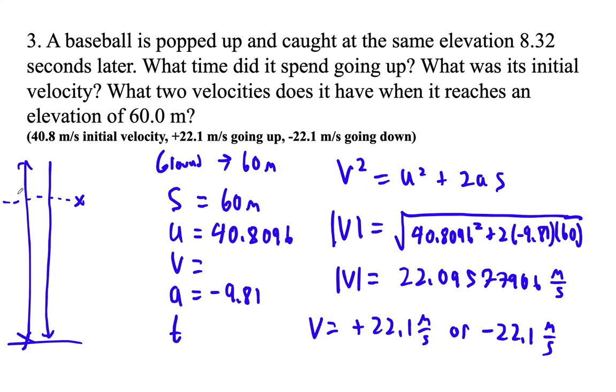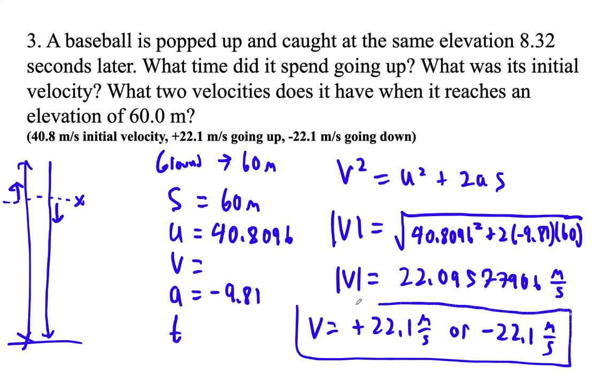And of course, the positive value is when it passes this on the way up. The negative value is when it passes it on the way down. Conservation of energy actually states that for any given elevation, the potential energy is the same, so therefore the kinetic energy is the same, which means at any elevation it's going the same speed, which is a good rule of thumb. It's just the direction that changes.